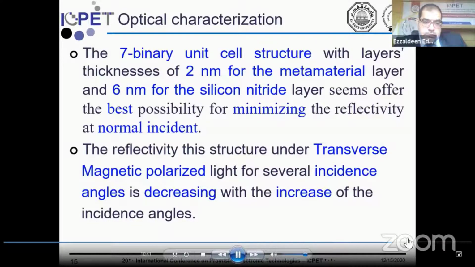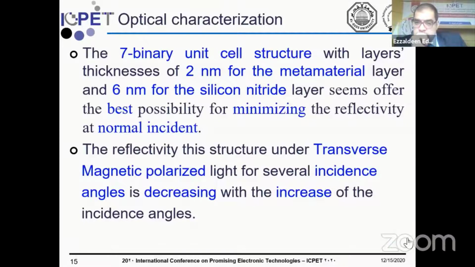The 7 binary unit cell structure with layer thicknesses of 2 nanometers for the metamaterial layer and 6 nanometers for the silicon nitride layer seems to offer the best possibility for minimizing the reflectivity at normal incidence. The reflectivity of the structure for transverse magnetic polarized light at several incidence angles decreases with increasing incident angle.